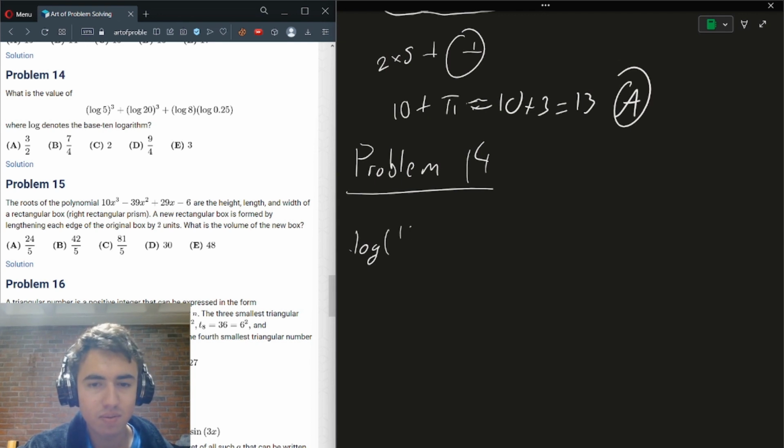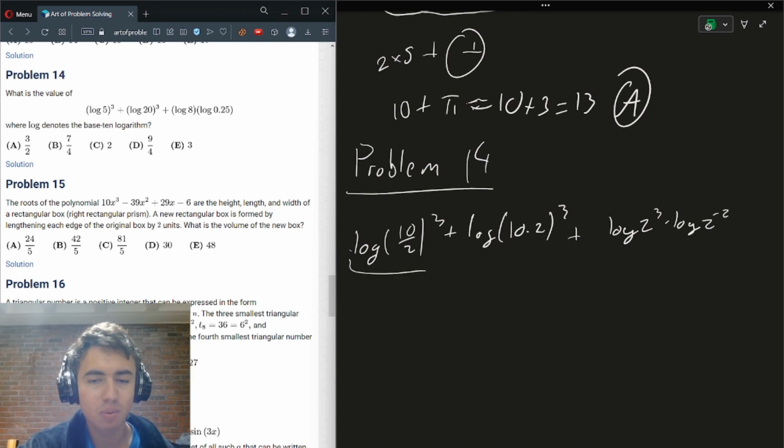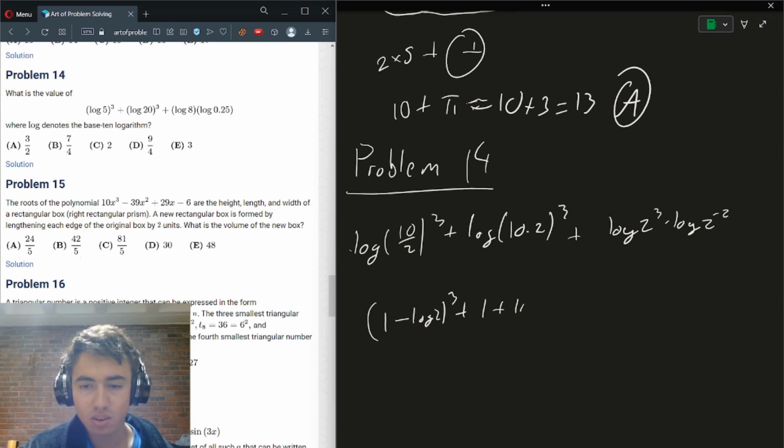So first, let's write that. Log of 10 over 2 cubed plus log of 10 times 2 cubed plus, and then here we can just write these as exponents of 2 times log 2 to the negative 2, right? Now let's just use our exponent rules to expand this out. So remember that log of 10 divided by 2 is the same as log 10 minus log 2. Of course, log base 10 of 10 is 1, so I'm going to rewrite this as 1 minus log 2 cubed plus 1 plus log 2 cubed.